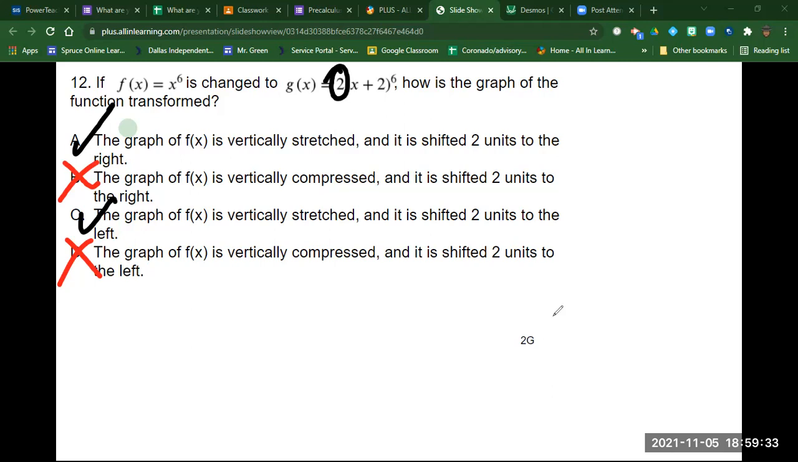All right. This one is shifted 2 units to the left. So our answer is C, because this other one is talking about going 2 units to the right. So that's our answer. Okay. Let's keep moving.